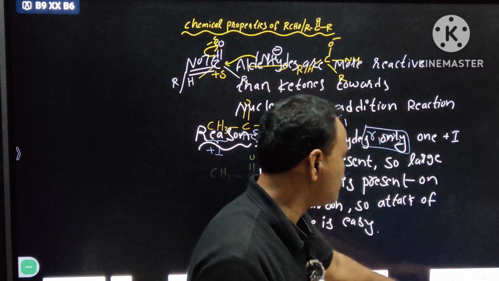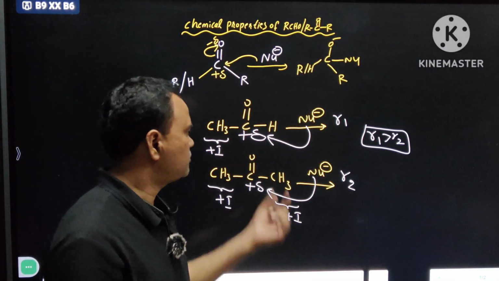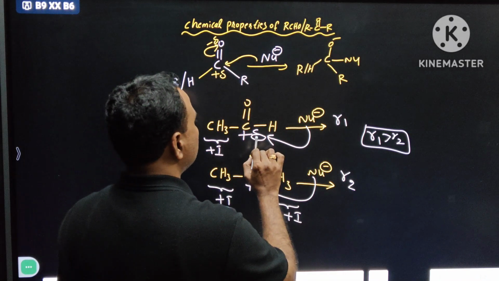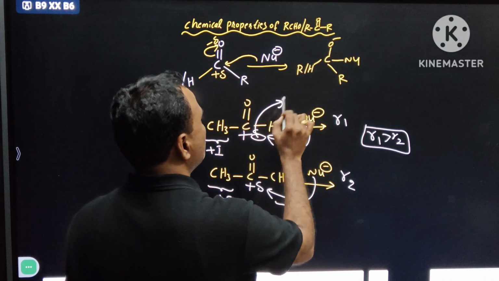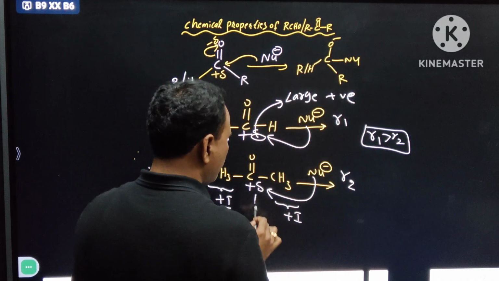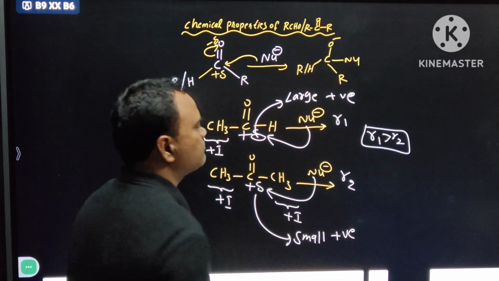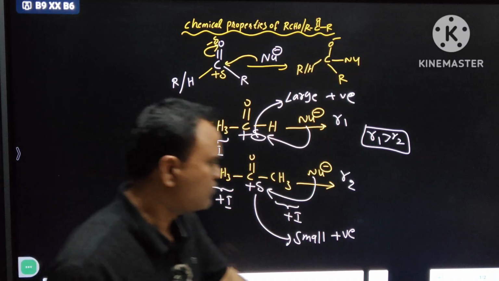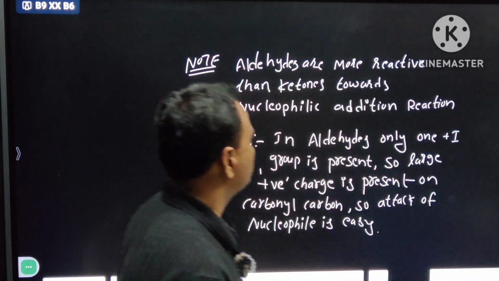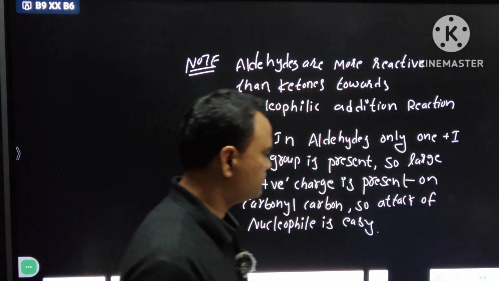Clear? Already I mentioned large positive and small positive. You can write here large positive, and you can write here small positive. Okay, right. Clear?